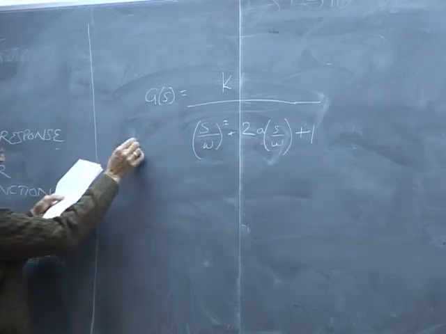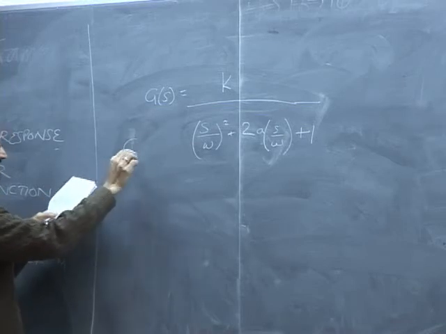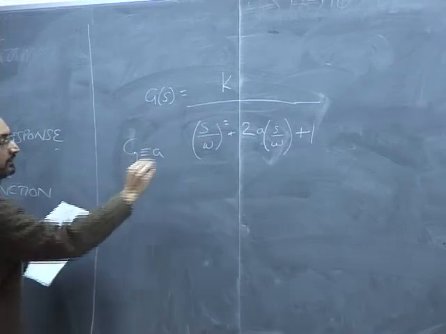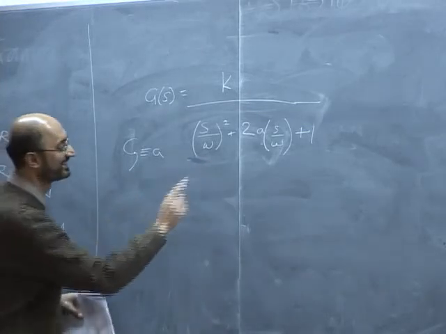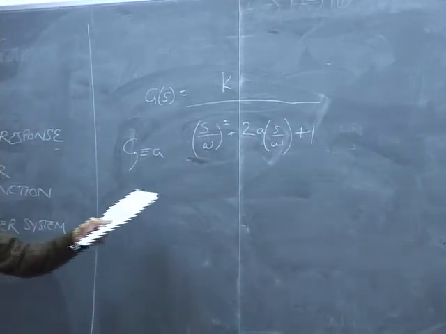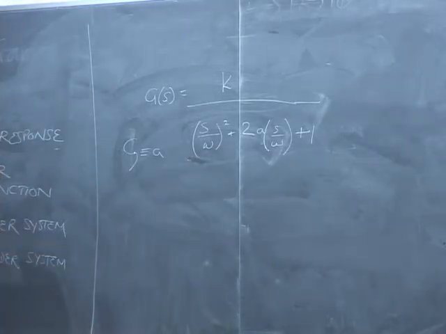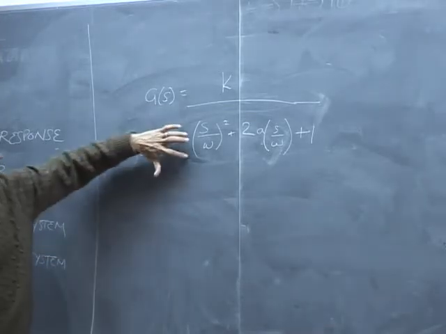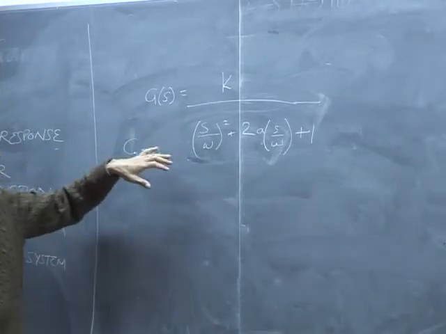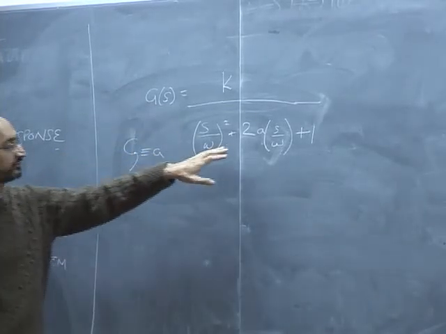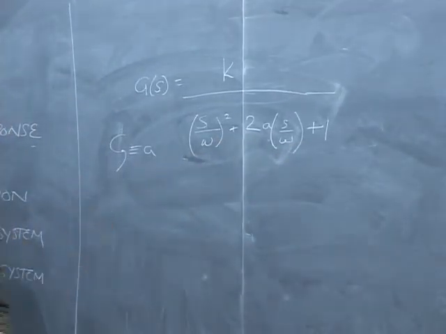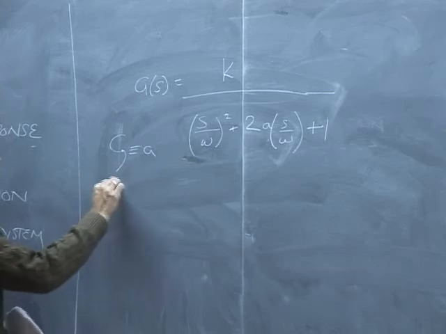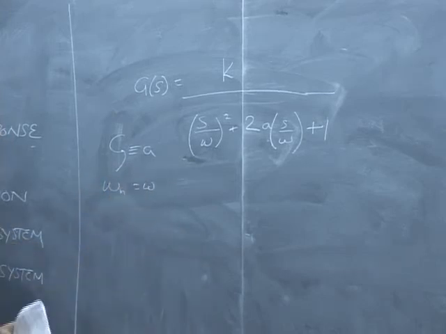Eta is something like that. I just don't know how to write eta. It's Greek to me. Okay, it looks a bit complicated, but it's not that complicated. If you look at S over omega, it's something like a quadratic in S over omega. It's like x squared plus 2ax plus 1, where x is S over omega. And in the text, I'm using omega n is equal to omega. I don't want to keep writing n.